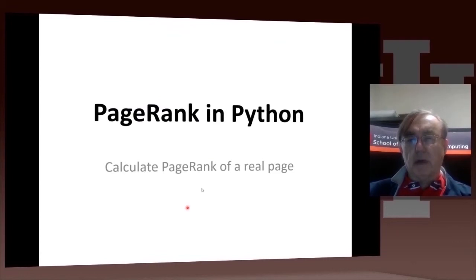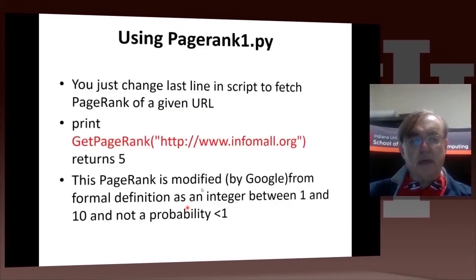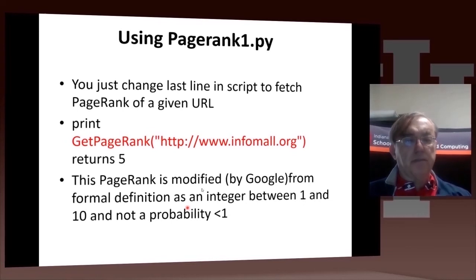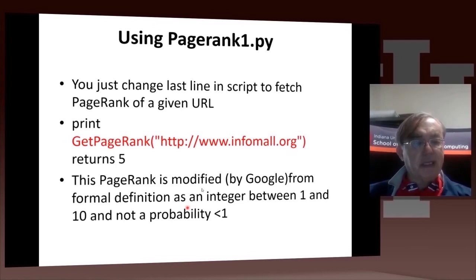Finally, we just go quickly through the case of the page rank in Python. And this is the pagerank1.py. You can add your own code, print out your favorite page rank site. This is the Google's page rank. And somehow it's no longer a number between 0 and 1. It's actually a number between 1 and 10. And it's been modified from the original formal definition. But still, it's true that the larger the page rank, the better.